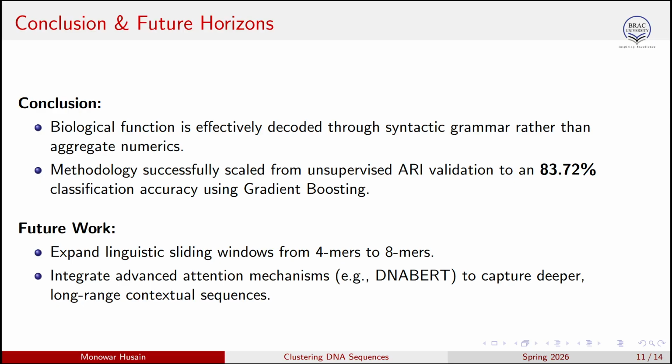For future work, there is a lot more to explore. I want to expand the linguistic sliding window from 4-mers to 8-mers to capture wider context. I also plan to integrate advanced context-heavy attention mechanisms like DNABERT, assuming I can get access to the necessary GPU compute power, to see if transformers can capture even deeper long-range biological sequences.